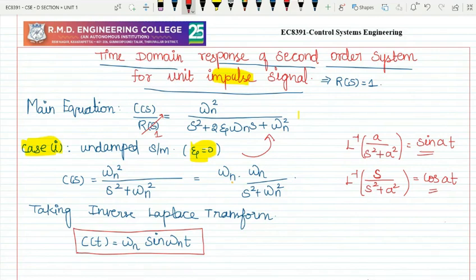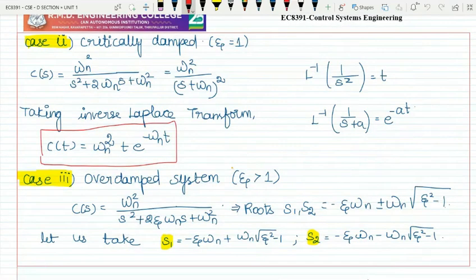Now look at the equation. I am getting omega n square in the numerator, which is a constant in the top. So definitely the answer will be in terms of sine omega nt. This is for case 1. Now for case 2, it is critically damped, that is, epsilon is equal to 1.